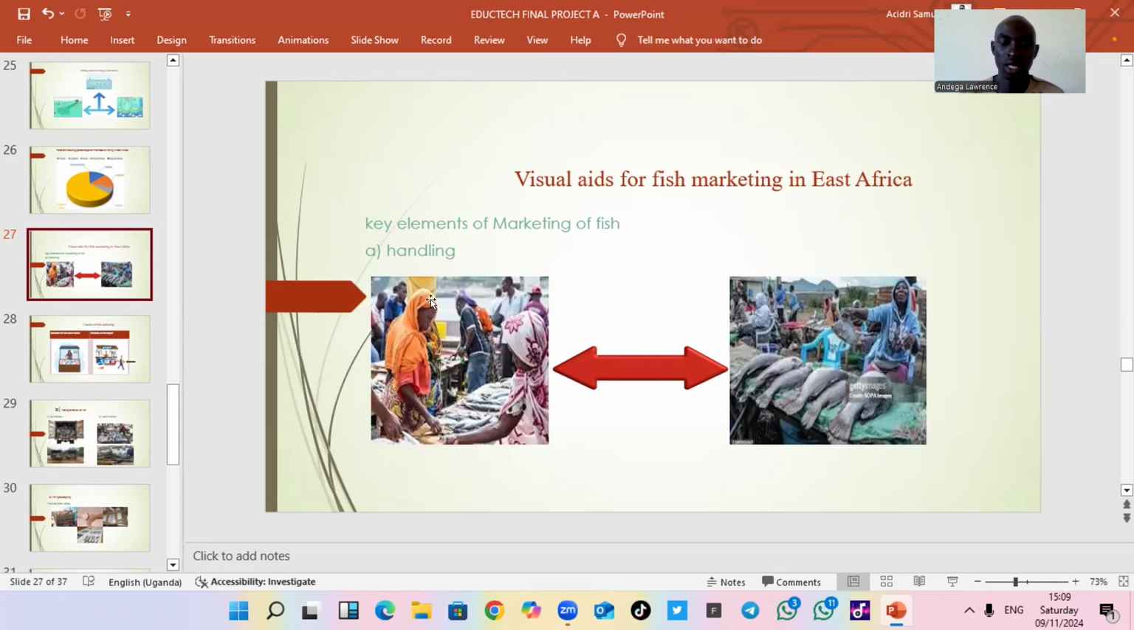So fish handling is always, like, for example, after catching fish from the water bodies, the fishermen always come to the market and they try to sell it. In due course, the fish is handled properly. So it is one method that is ever used in East Africa. So we can see from the pictures supported by the mind map.